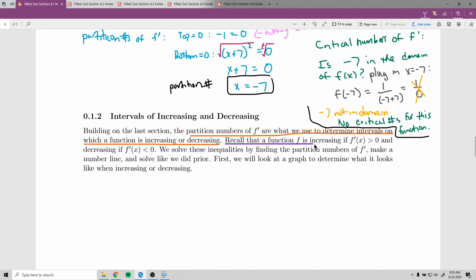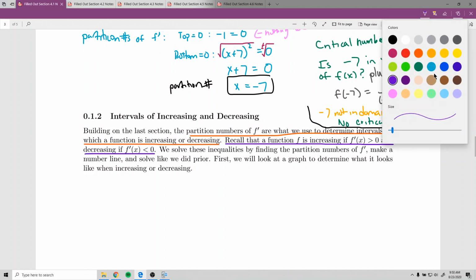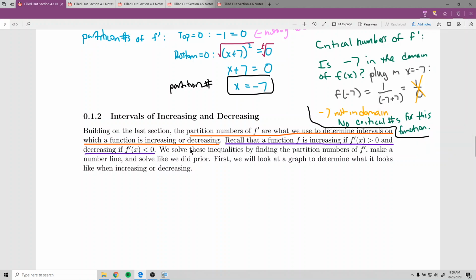So we recall that a function is increasing if the derivative is positive and decreasing if it's negative. Right? We dealt with that with word problems, interpreting word problems. And we solve the inequalities that are going to pop up by finding the partition numbers of our function derivative, make a number line, and then solve inequalities like we did previously in the class.